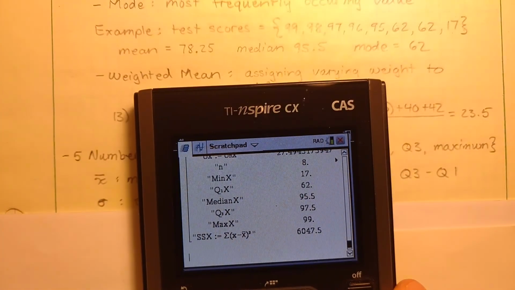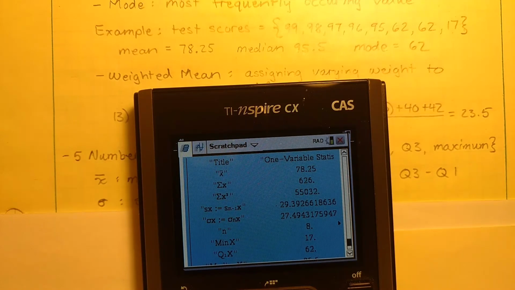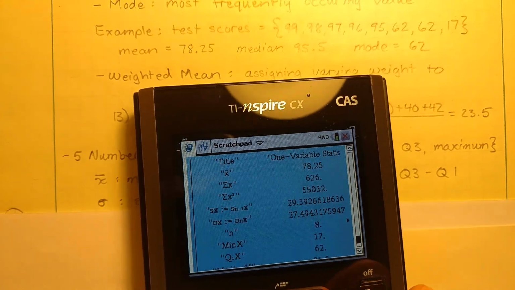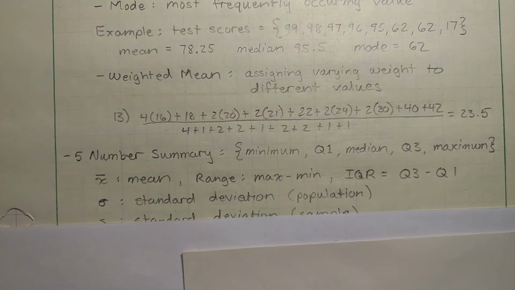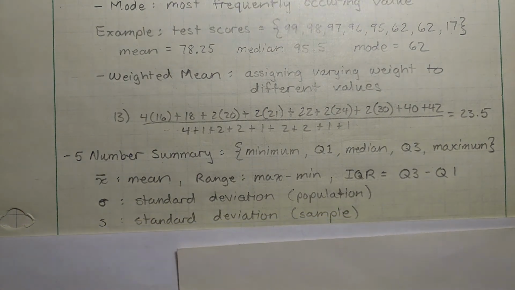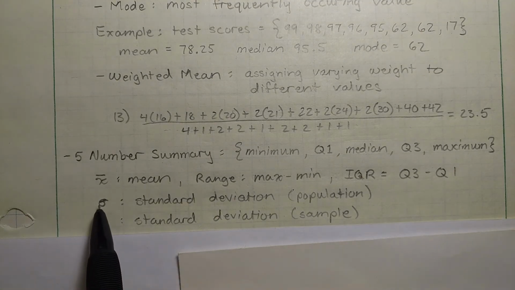That sigma that we saw there, if I was to go back, would be this right here. That sigma is the standard deviation. In this case, it's 27.494. And that's if the values are a total population. If it's just a sample, then we use that S for standard deviation there that was right above it. Normally, we will always use this one.